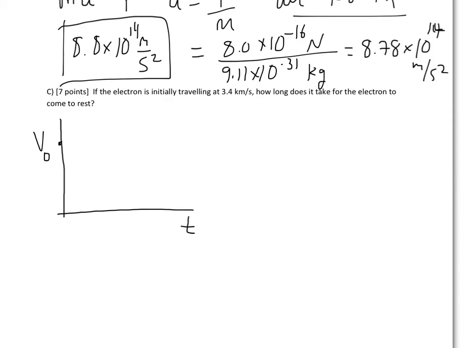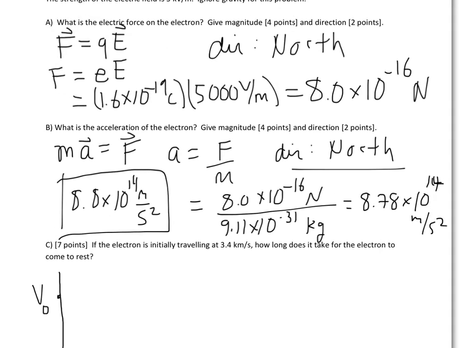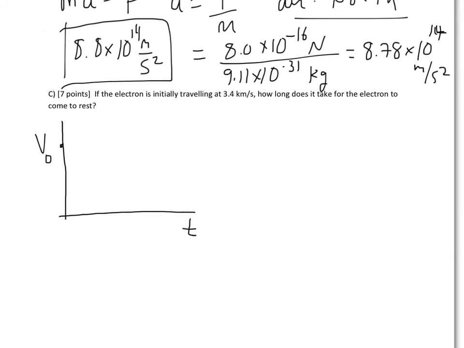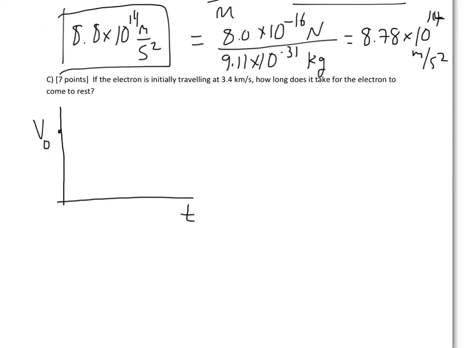How do I know that? Let's just verify. Let me go back up to the beginning here. He's initially traveling south, and we know the force is north. So since the acceleration is north, from kinematics we know if the acceleration is opposite the direction of the velocity, he is slowing down. So that means his speed will go down like this, since it's a constant acceleration, and it will hit the axis here at a time T, which is in fact how long it takes for the electron to come to rest.